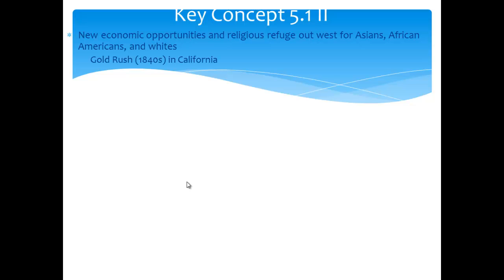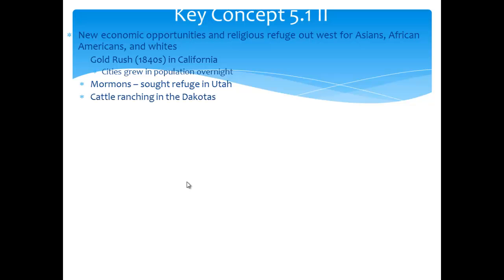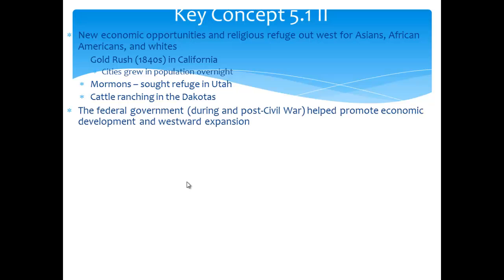In the 1840s, we have the gold rush in California, and cities are literally growing in population overnight. People are moving out west trying to make more money. The Mormons sought refuge in Utah, and you have cattle ranching in the Dakotas as well. Many people are moving out to the Great Plains and out west to try to make more money, including Teddy Roosevelt in his 20s. He moved to the Dakotas and became a cattle rancher.